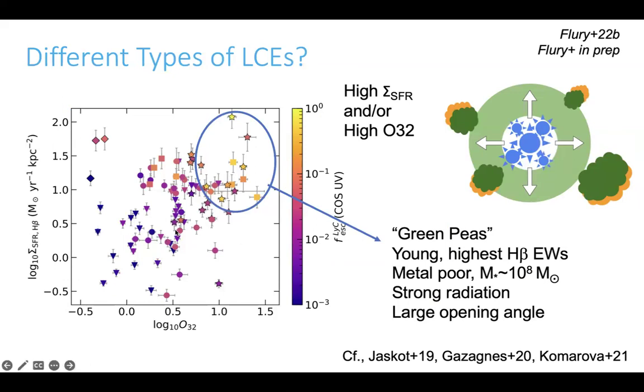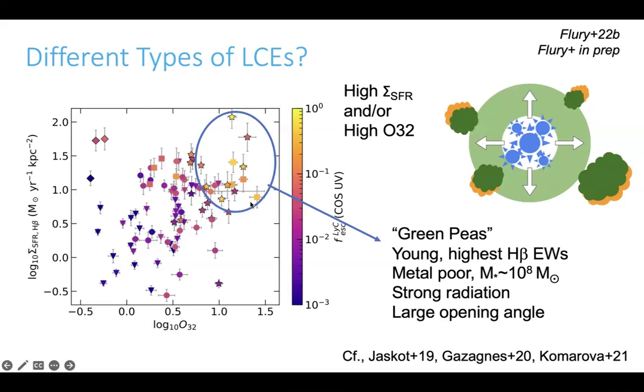So here I'm showing the ionization again, O3 to O2 ratio here, and the concentration, star formation rate surface density here. So combining those two different properties, and this is color-coded by escape fraction. Our strongest Lyman continuum emitters tend to be in this regime here that have very highly ionized galaxies, also compact. These galaxies tend to be the green peas, if you've heard of those. Those are very strong emission line galaxies. They have our highest nebular equivalent widths.